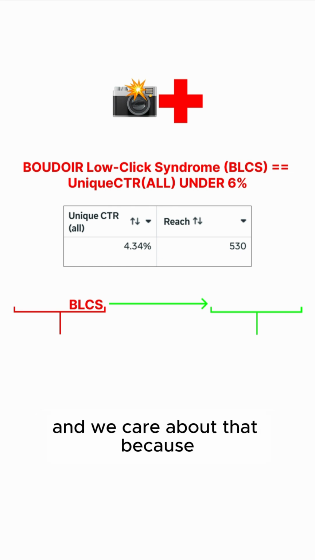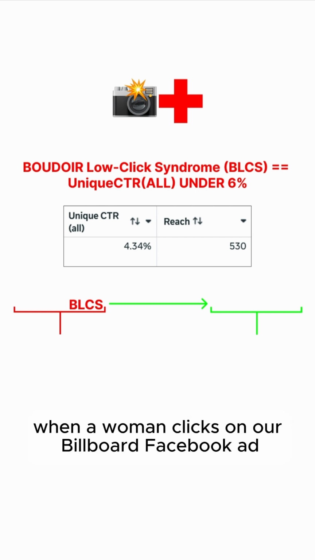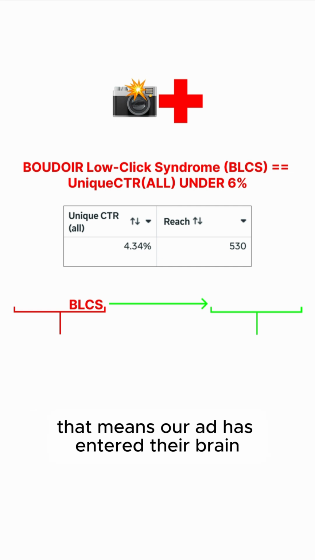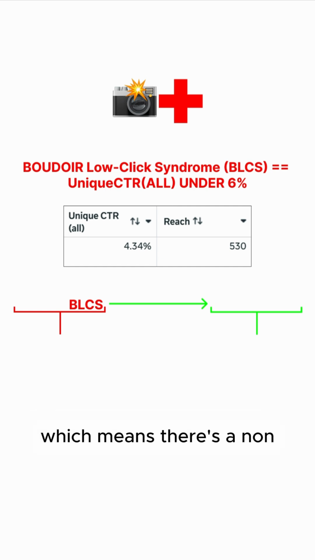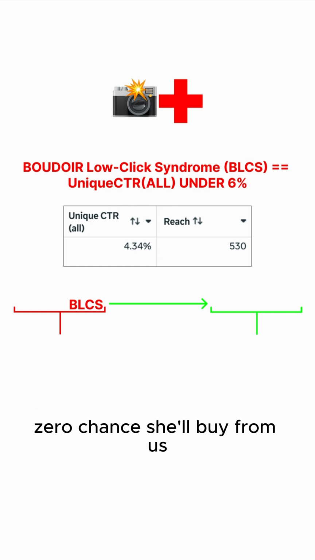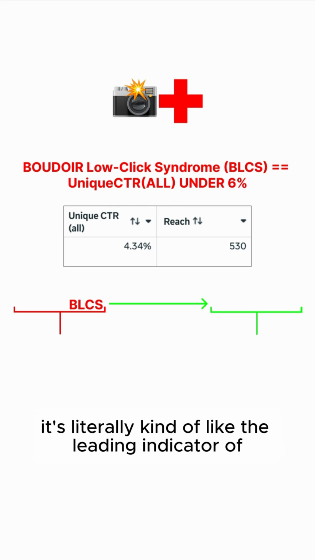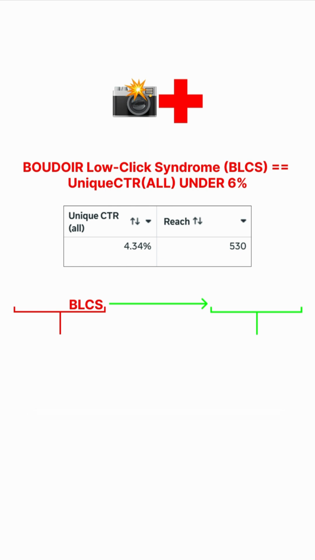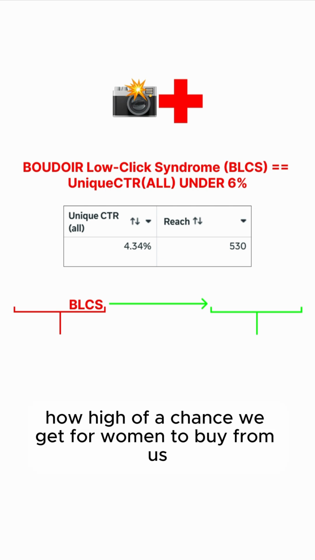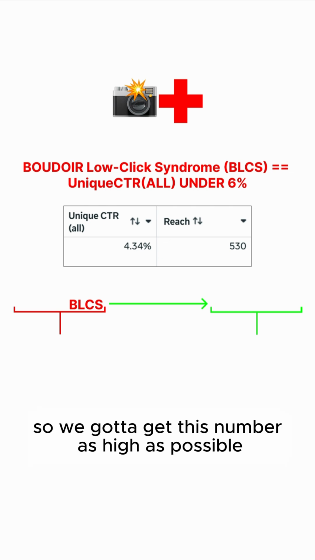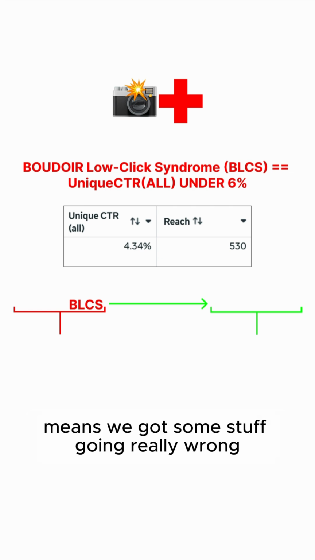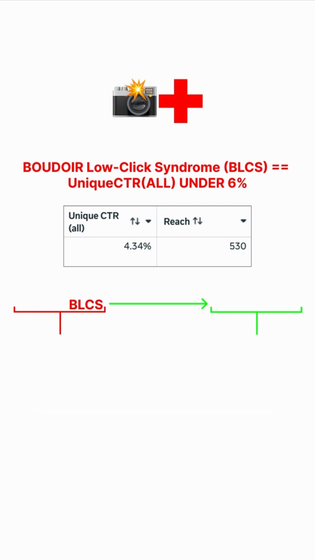And we care about that because when a woman clicks somewhere on our Boudoir Facebook ad, that means our ad has entered their brain, which means there's a non-zero chance she'll buy from us. So it's literally the leading indicator of how high a chance we get for women to buy from us. So we've got to get this number as high as possible, and under 6% means we've got some stuff going really wrong.